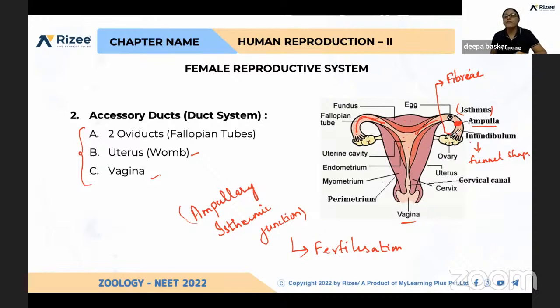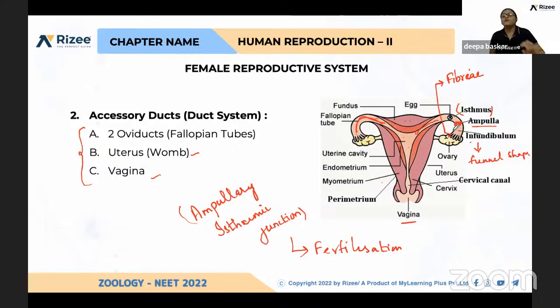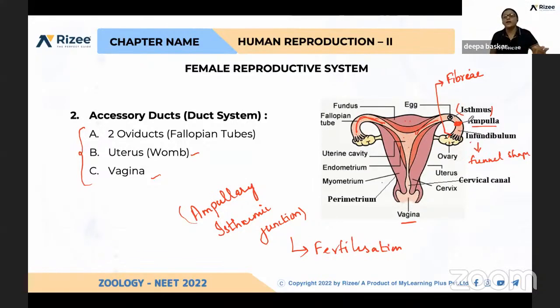The infundibulum has finger-like projections, which are called fimbriae. This is how they will ask questions: which part of the fallopian tube is closer to the ovary? Infundibulum. And which part of the fallopian tube opens into the uterus? Isthmus. Questions will be asked in such a way.